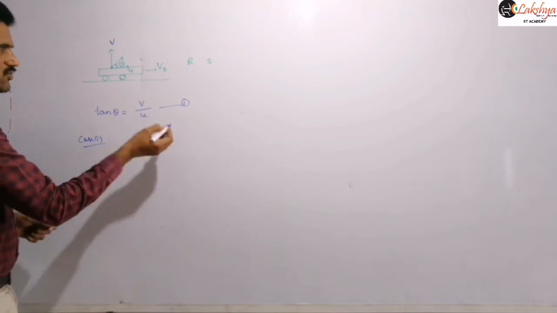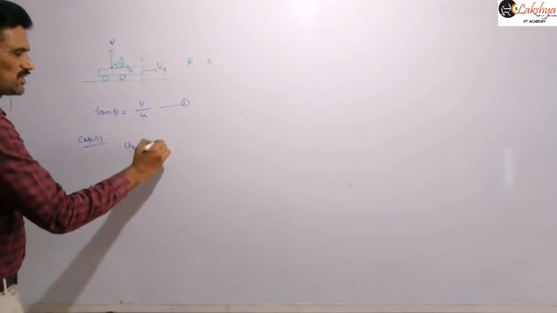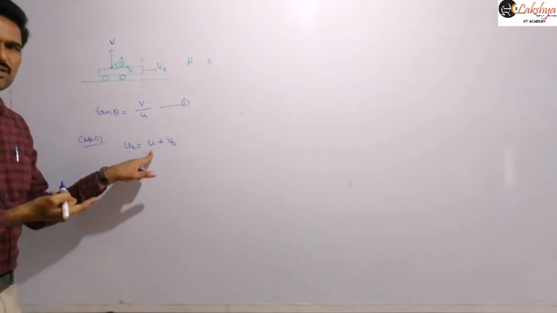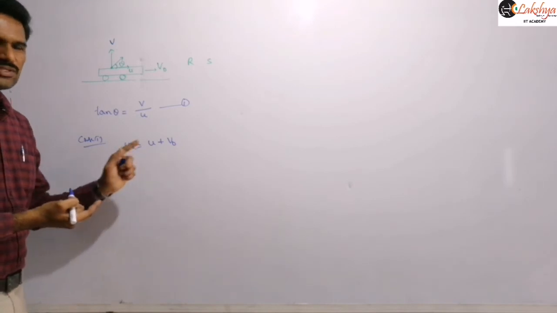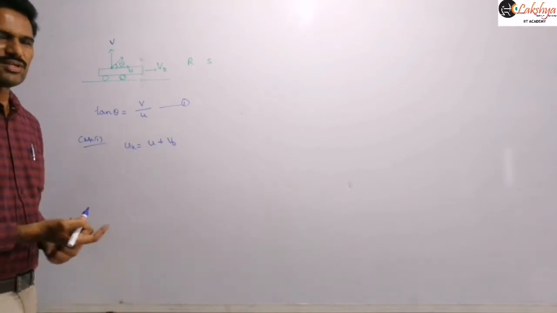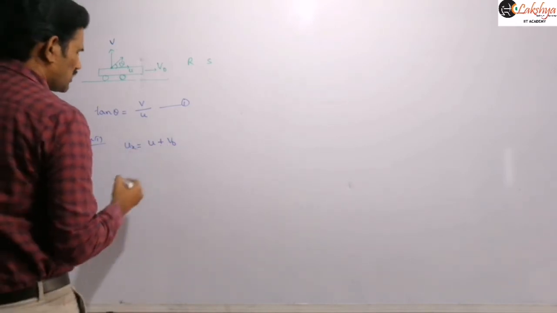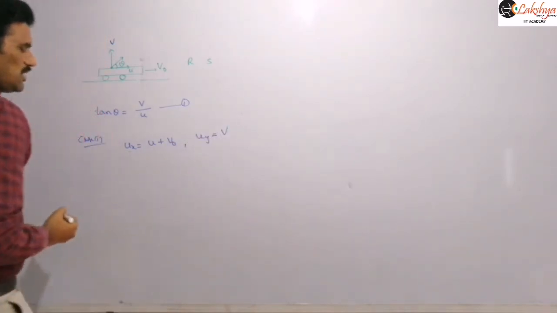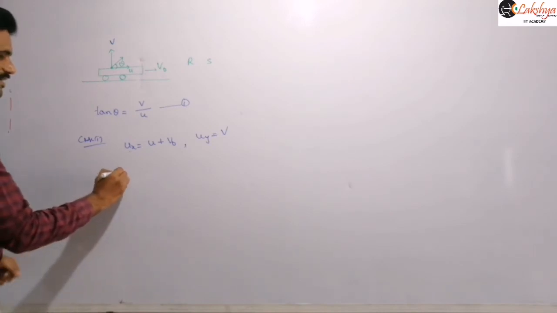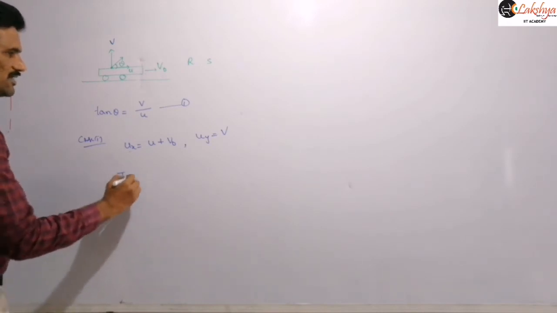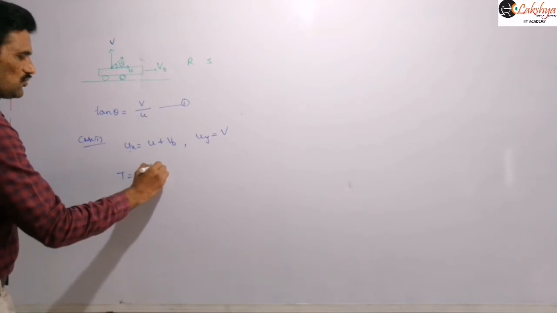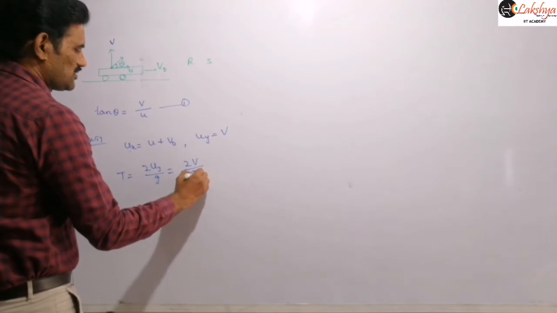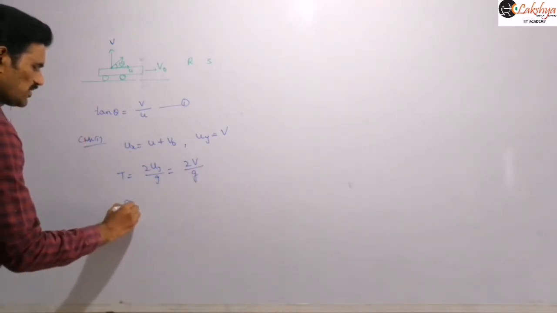When it is projected forward, we know the velocity you can write as U plus V naught. In the previous discussion we mentioned U cos theta plus V naught; here that U cos theta itself we are taking as U only. So U plus V naught, and the Y component we can consider as V, right? Now let us write the range expression. The time of flight I can write as 2 Uy by g, therefore 2V by g.